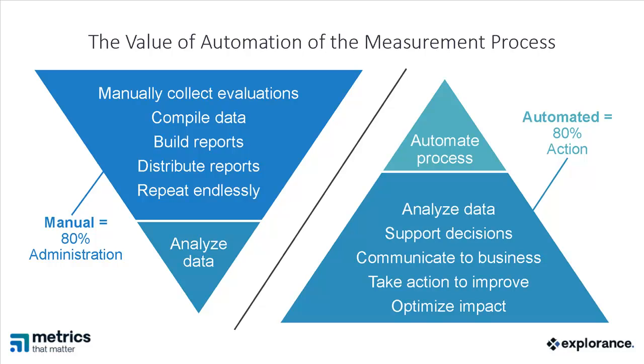This chart shows the value of their system and the automated reports and data you receive, thus eliminating you from crunching the data yourself. The first triangle shows that 80% of your time would be spent manually collecting evaluations, compiling data, building reports, and repeating the process. That only leaves 20% of your time to analyze the data and act on it.